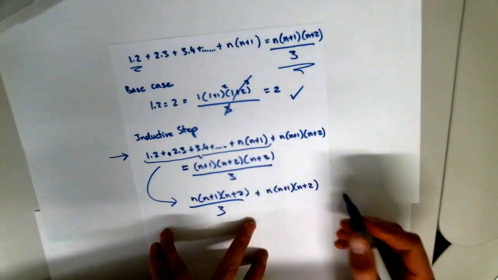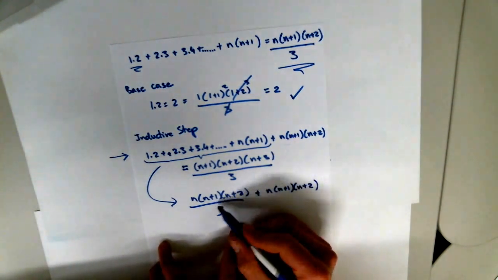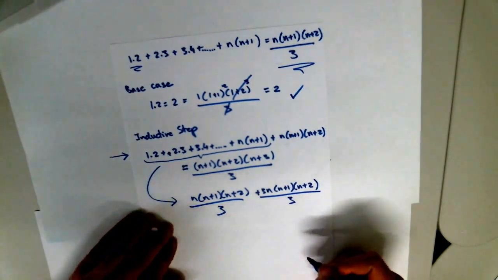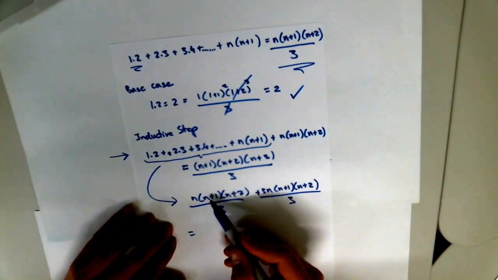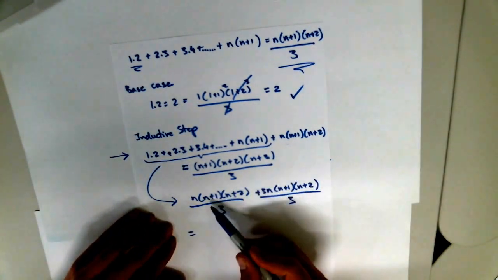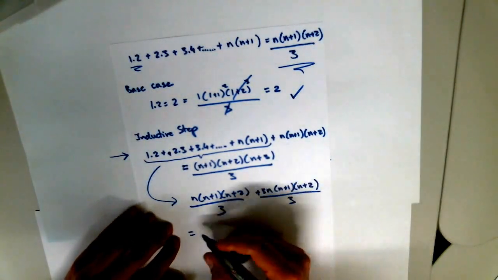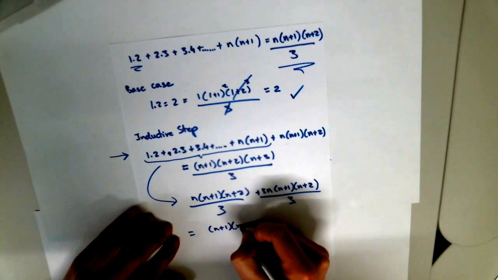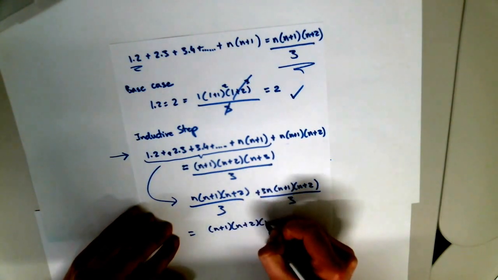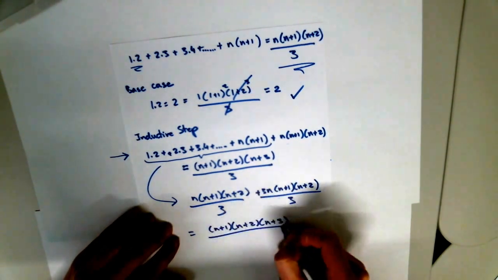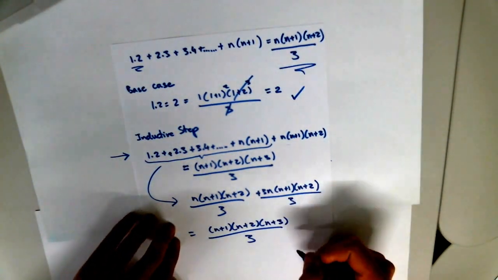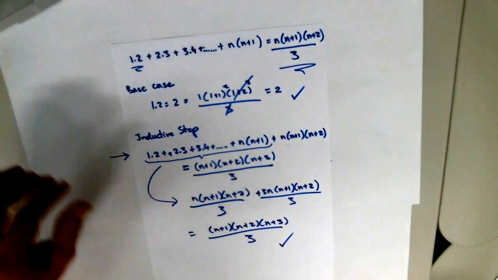And this step is really simple. We just need to write them both over the same common denominator. So I'm going to multiply this by 3, writing it as 3 over 3. And then we can see that n plus 1 and n plus 2 are common factors to both of these terms. And we're going to get (n plus 1)(n plus 2)(n plus 3) all divided by 3, which is equivalent to this, and therefore our inductive proof is correct, and we're done.